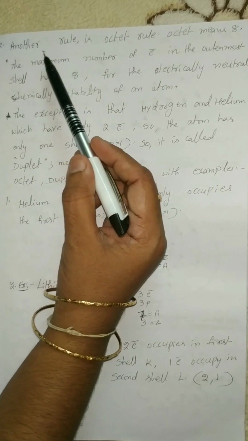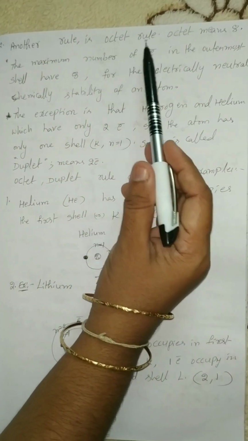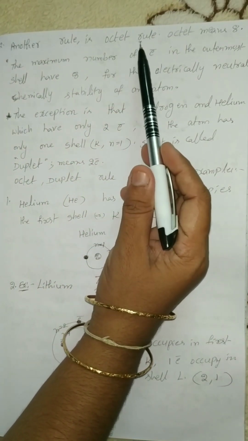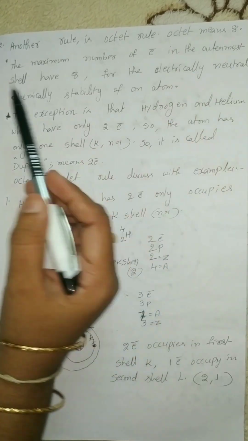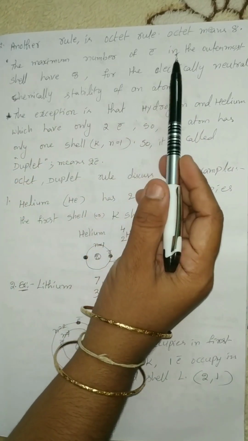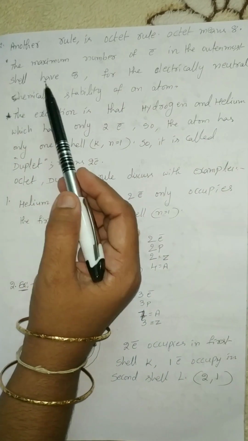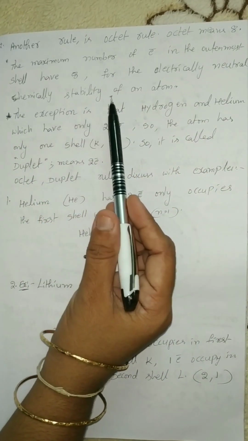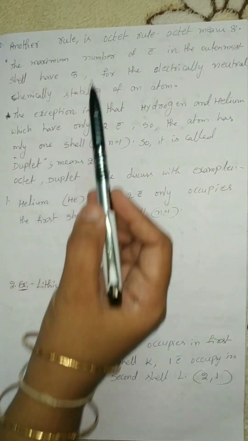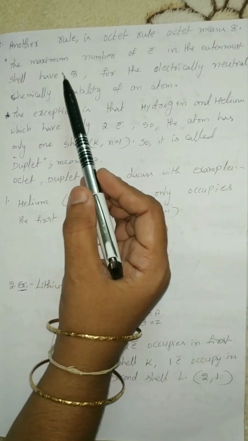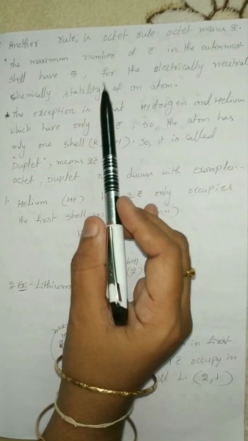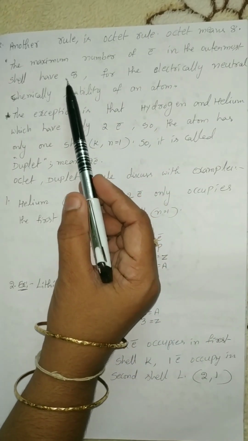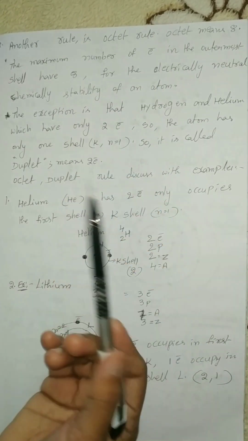Next one, another rule is the octet rule. Octet means 8. The maximum number of electrons in the outermost shell is 8 for the chemical stability of an atom. So octet means 8. The number of electrons present in the outermost shell is 8. This is a fixed value.